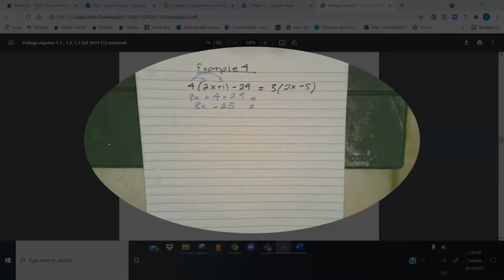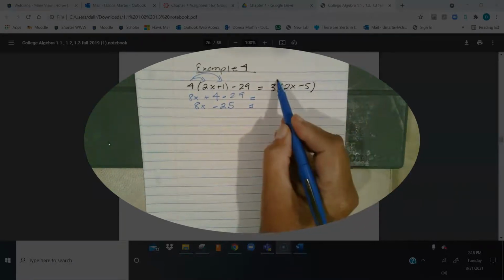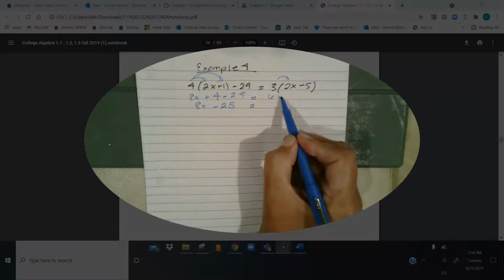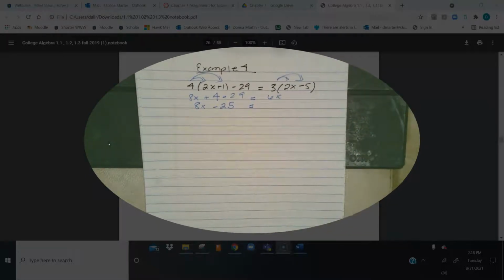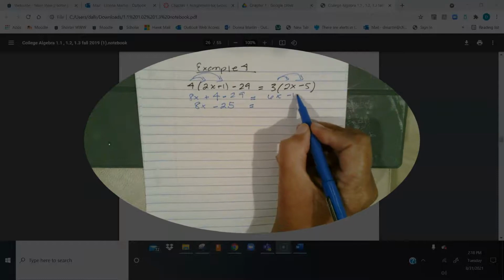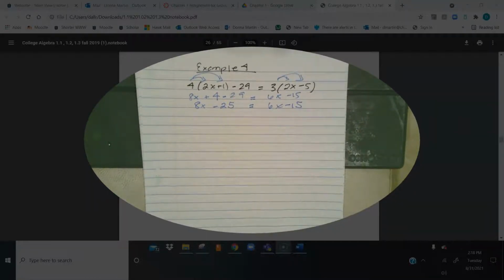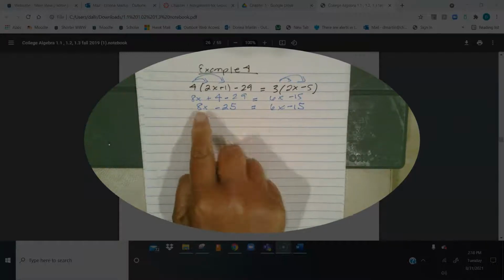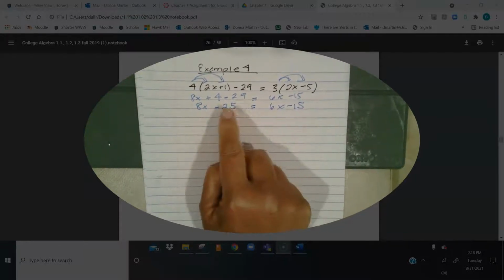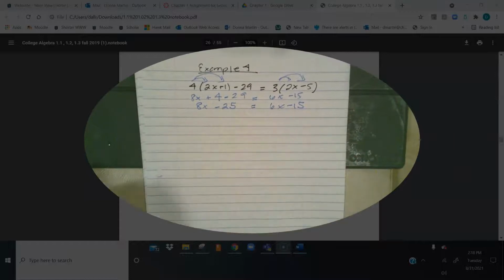Now we go to the other side of the equals and repeat the process. It's 3 times 2x, that's 6x, and then 3 times negative 5, that's minus 15. No like terms, you bring that down. Notice on this one that you have a linear term on both sides, and you also have a constant term on both sides. You will need to move the linear terms one direction and the constant terms the other direction.